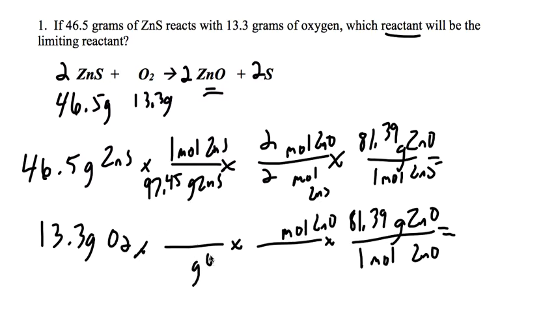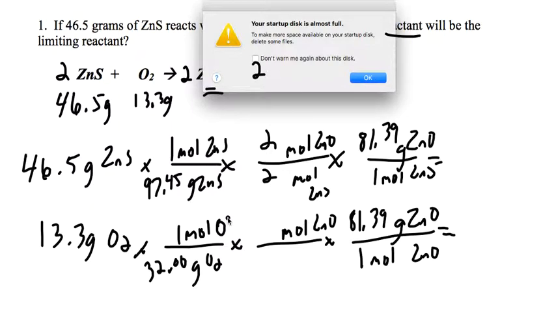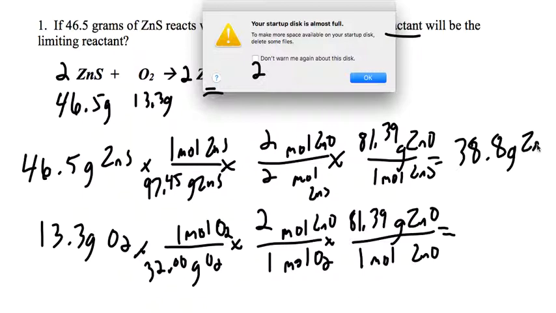This is now going to be oxygen. So I'm going to figure out with each of my reactants how much product I could make. One of them will run out first. For my balanced equation, this is a 1, and this, just like it was up here, is a 2. The answers that I get in this situation, I actually get 38.8 grams of the ZnO here, and here I get 67.7 grams of ZnO.